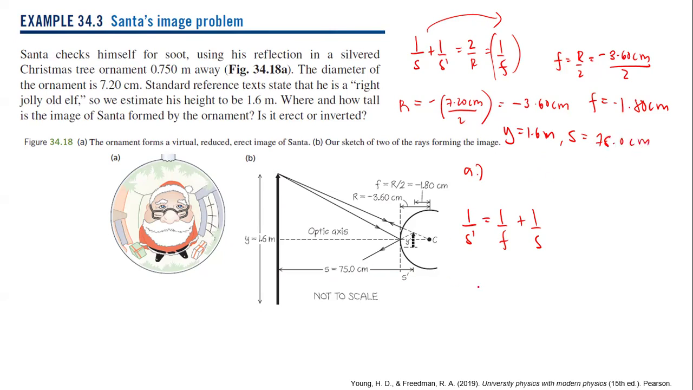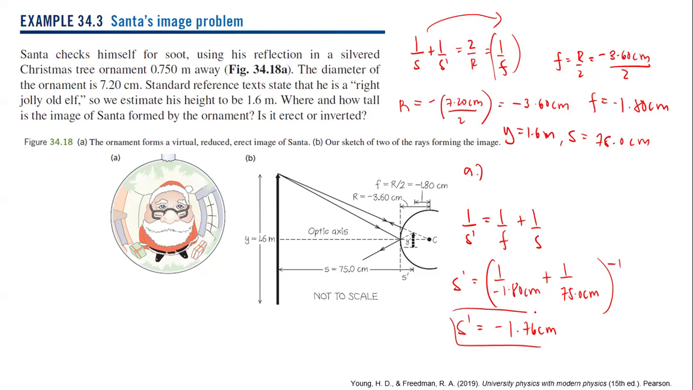75.0 centimeter. Okay. So S prime is just equal to 1 over F, which is negative 1.80 centimeter, plus 1 over 75.0 centimeter, inverse to the negative 1. So S prime in your book gives negative 1.76 centimeter. So this is the S prime. That's the location, that's where the image is located.